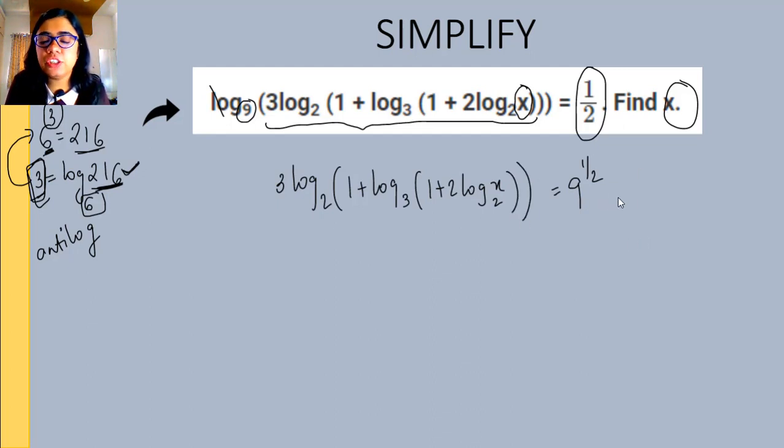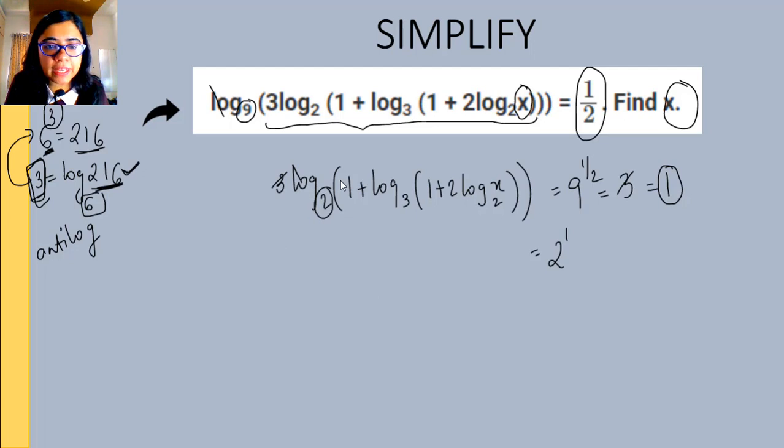This is 9 raised to half. 9 raised to half is root 9. Root 9 means 3. ठीक है? Now again what I'll do is, अभी देखो क्या होगा? This 3 and this 3 will get eliminated. So you will be left with only 1 here. 3 cancel हो गया. Now what you will do is you will take this 2 on the other side. वापस anti-log लोगे. This 2 will go on the other side. This 1 will go to the power.